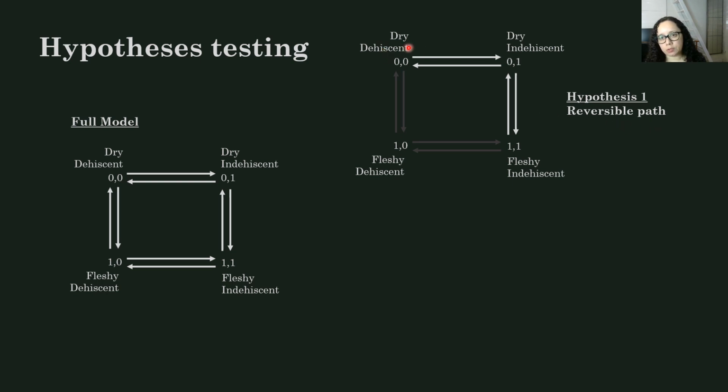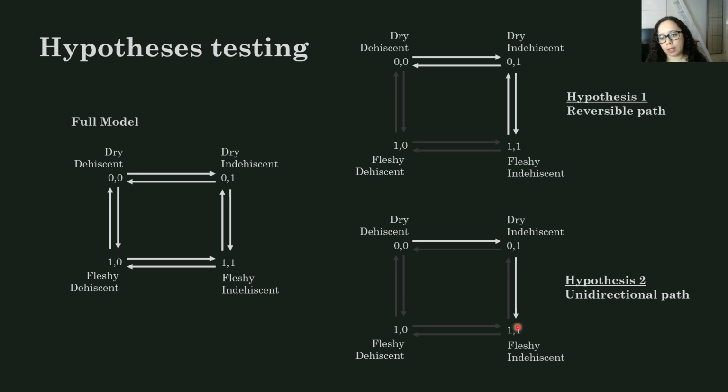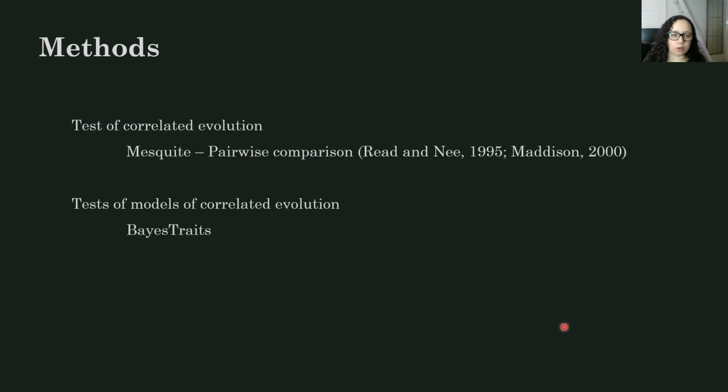So going between dry dehiscent and fleshy dehiscent can happen on and backwards. And a more strict one where the directionality is only one. You can only go towards fleshy indehiscent. The methods were, so we used two methods. First, to actually test that the traits were evolving in a correlated fashion, we used the pairwise comparison in Mesquite. And then to actually test the different models, contrast them, we used BayesTraits.